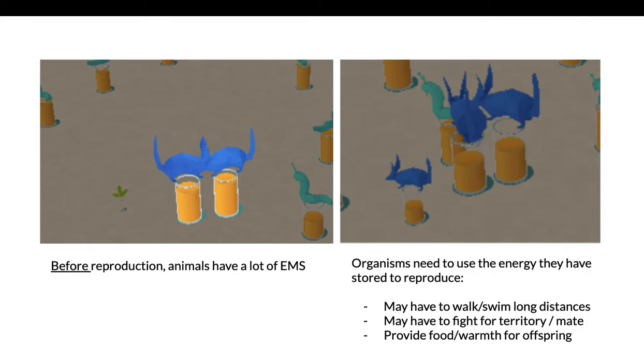And according to the article, there's a lot of reasons for that. In order to complete the whole reproduction process, organisms may need to walk or swim long distances. They may need to fight for territory or fight for their mate. They need to provide food and warmth for their offspring. And so each organism is using the stored energy to do the things that it needs to do in order for that reproduction process to occur.